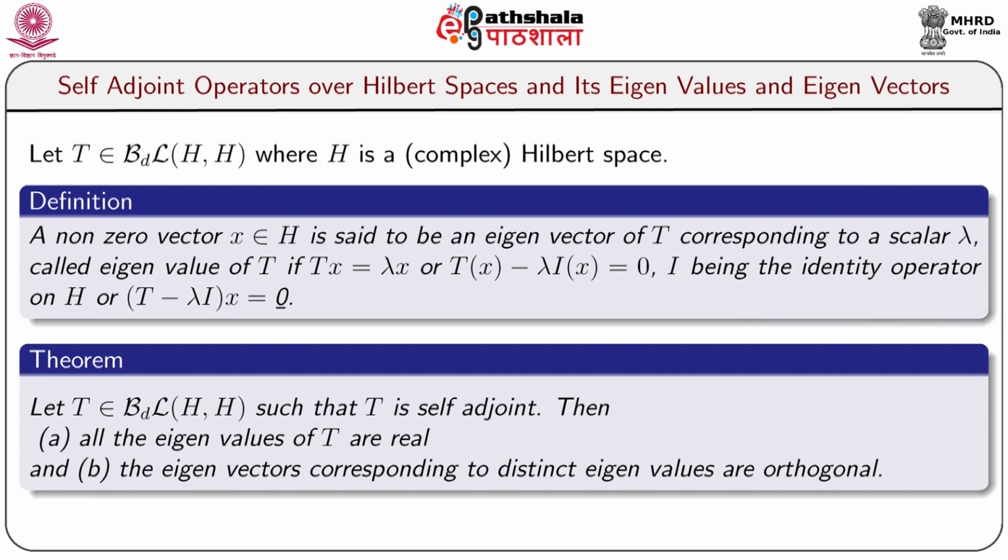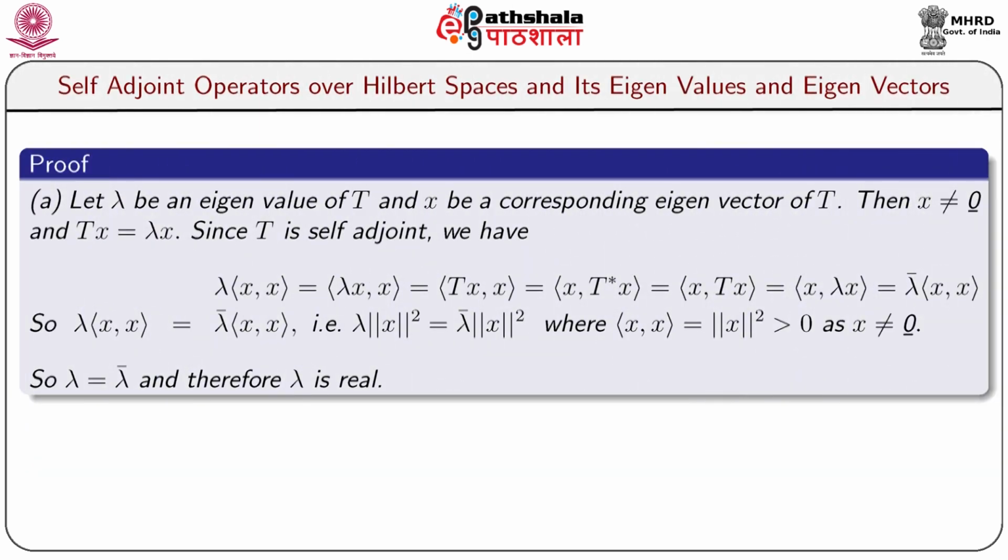In this connection, let us take a theorem. Let T belong to B(H) such that T is self-adjoint. Then all the eigenvalues of T are real. The second part: the eigenvectors corresponding to distinct eigenvalues are orthogonal. Let us take the proof one by one. We are going to discuss the proof of the first part.